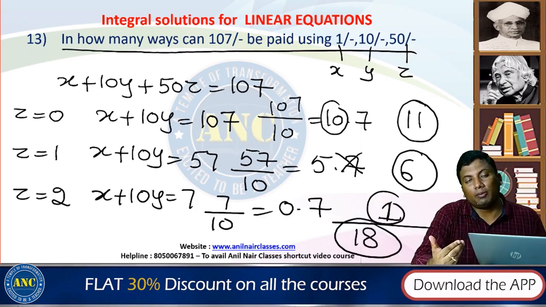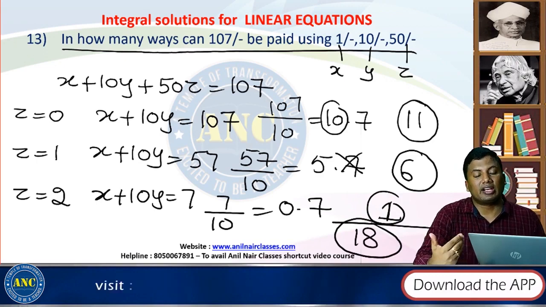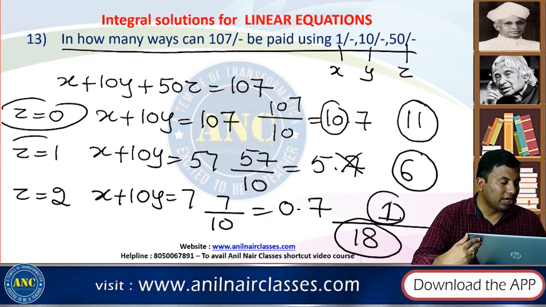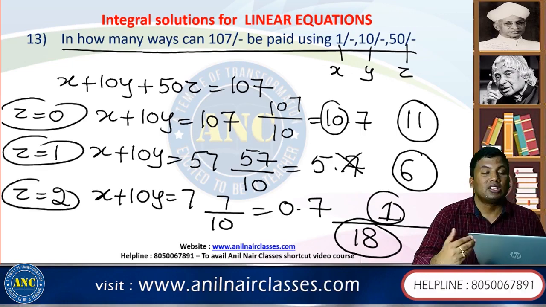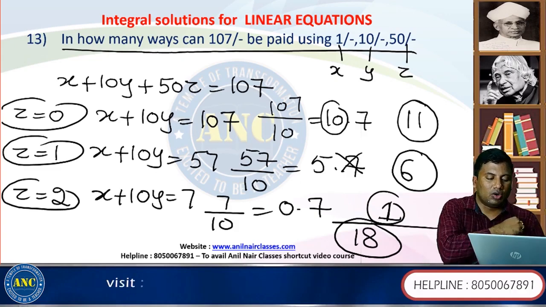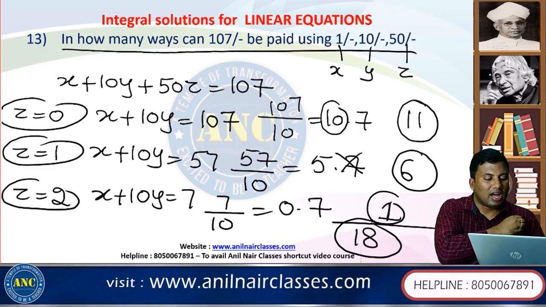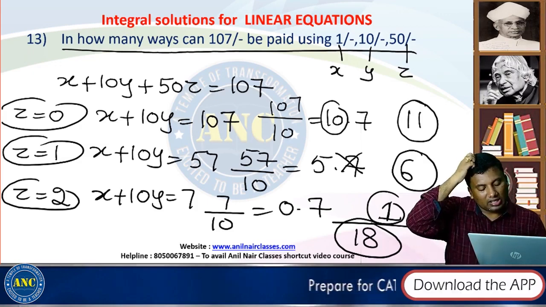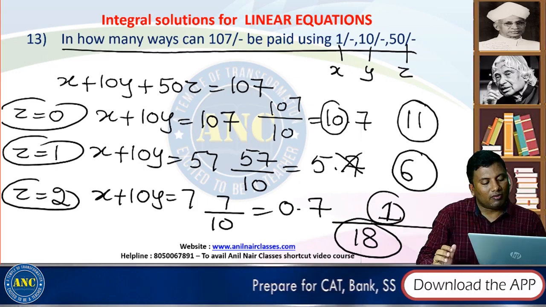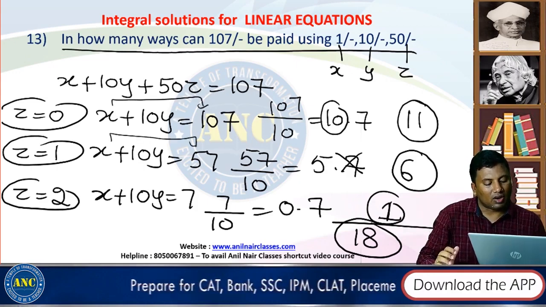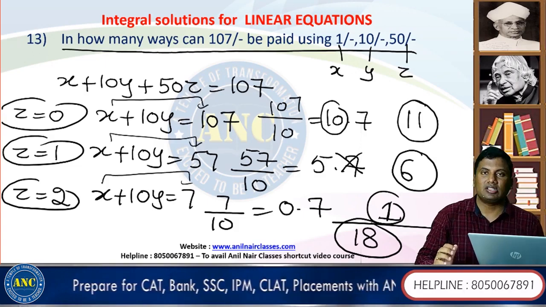If you try to do it by enumeration, it takes a lot of time. I hope you have understood why z cannot grow beyond 2: z is 0, 1 and 2. If z is 0, x plus 10y is 107. If z is 1, x plus 10y is 57. If z is 2, x plus 10y is 7. The coefficient of x is 1, and 1 is a factor of 107. Here also it is a factor. Here also it is a factor.